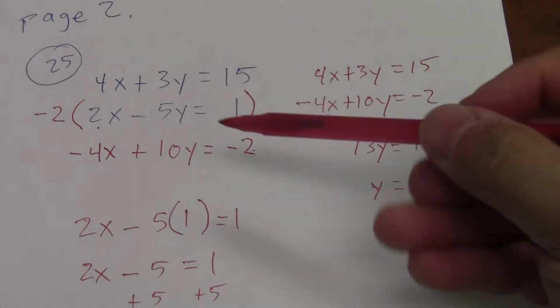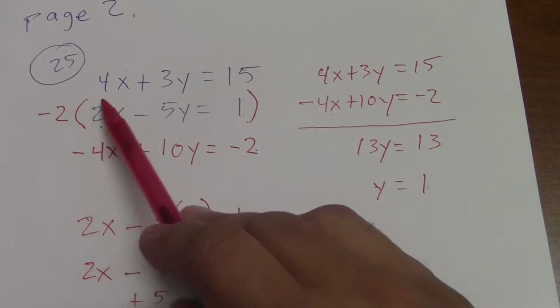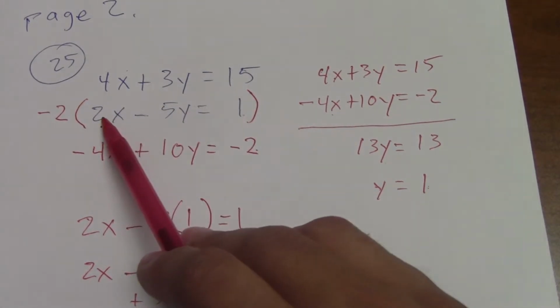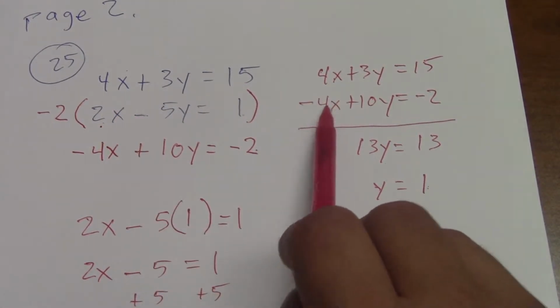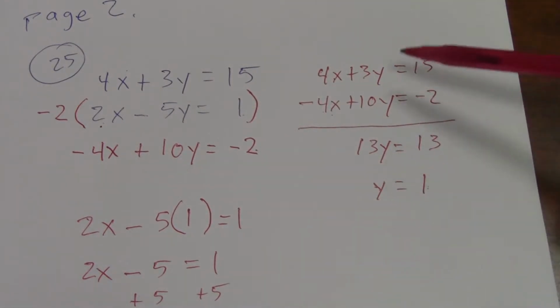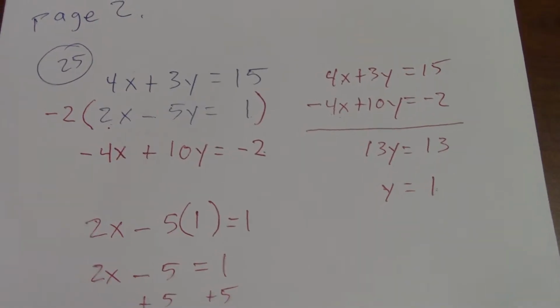So this one we had to do one extra step. We just had to multiply this whole entire bottom to make this one into a 4x. Once we did that, then it just turned into normal adding and subtracting. Let's try another one.